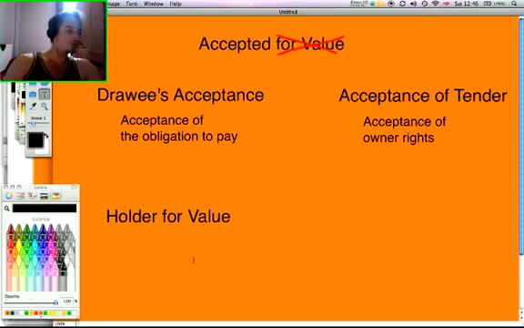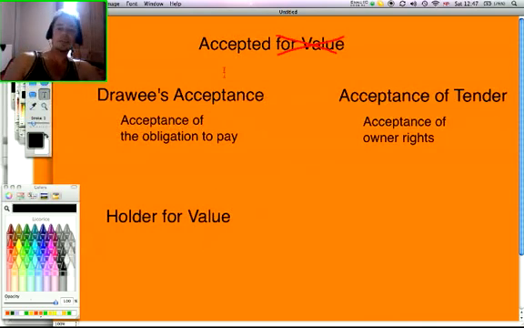If you're accepting an obligation for value, that can only mean that you're accepting the obligation because you received valuable consideration in exchange for undertaking that obligation to pay. Accepting it for value can only mean that you received valuable goods or services, which gave rise to the bill, right? So you can only be confirming that you received goods.